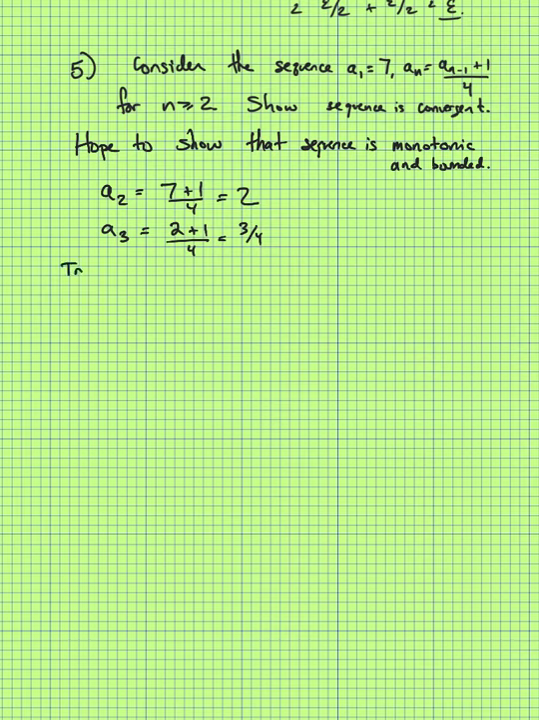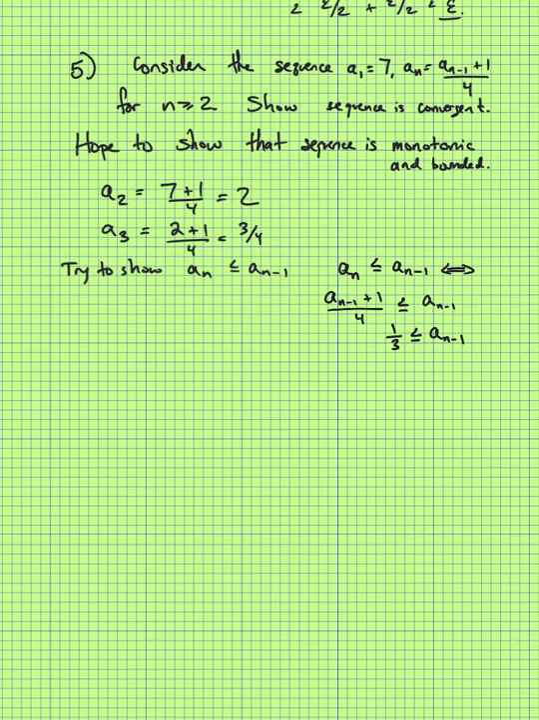So let's try to show that a_n is less than or equal to a_(n-1). Writing this out, we get that a_n is less than or equal to a_(n-1) if and only if a_(n-1) plus 1 over 4 is less than or equal to a_(n-1). And this is true if and only if, I'll bring the 1/4 over, you get 1/3 is less than or equal to a_(n-1).